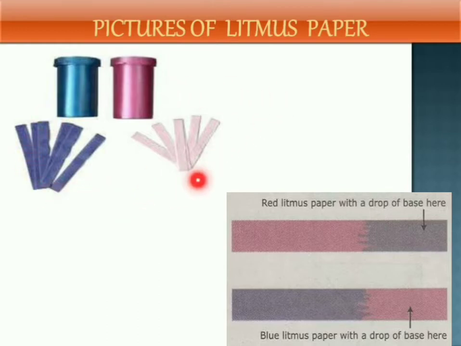And this is obtained from lichens. That extraction is rubbed on this paper, and then you will get litmus paper. So, blue litmus paper and red litmus paper.